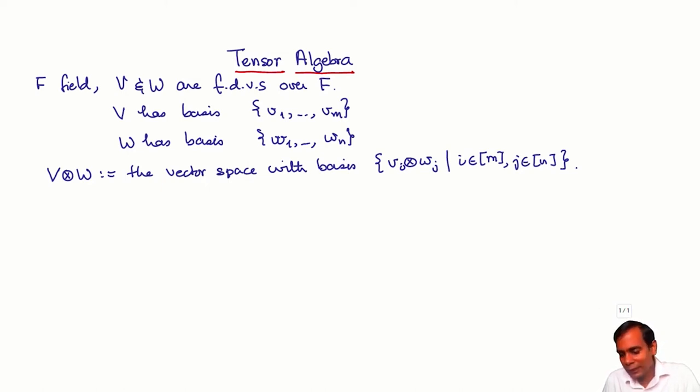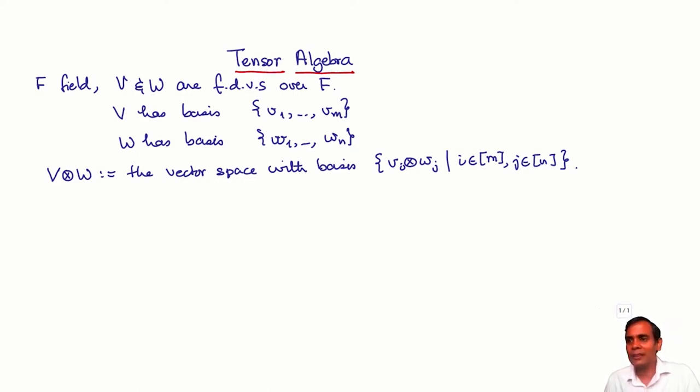Now there's something slightly unsettling about this definition. It is that the tensor product of V and W seems to depend on the choice of bases of the vector spaces V and W. So this is of course not something that should happen. The tensor product of V and W should be independent of the choice of bases of V and W. If you change the basis, you should not get a different tensor product for these vector spaces.